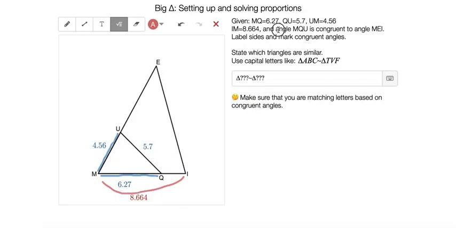Then we see angle MQU. Okay, so let's figure out which that is. Start at M, go to Q, then go to U. So MQU, that's this angle right here. That angle is congruent to angle MEI. Start at M, go up to E, then go to I. That's this angle right here. So those angles are the same as each other because we're told that they're congruent.